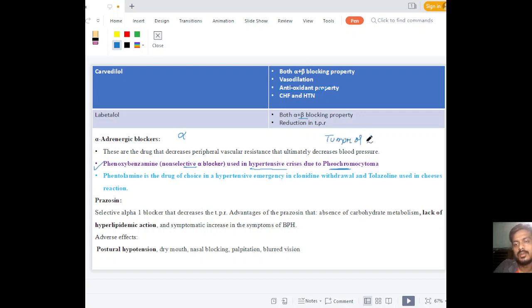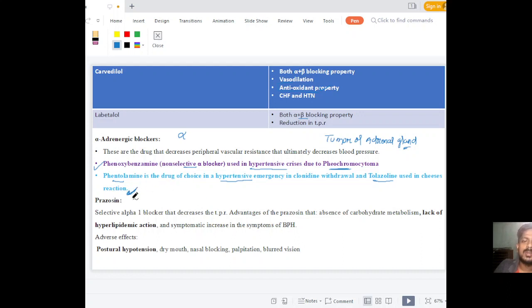of your adrenal gland. Phentolamine is the drug of choice in hypertensive emergency, and tolazoline is used in the cheese reaction. I will discuss this in detail in the central nervous system.